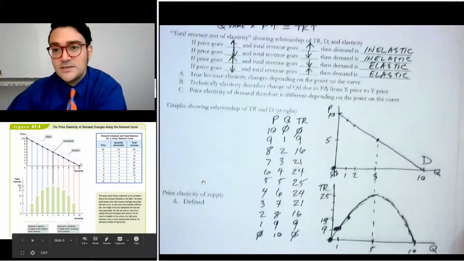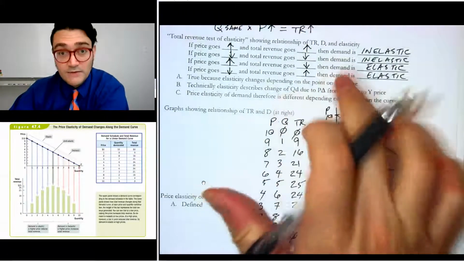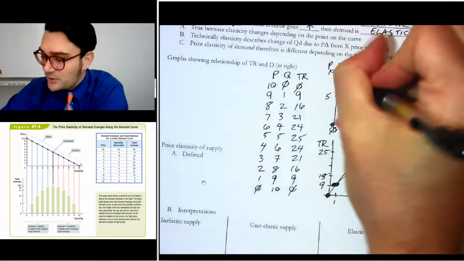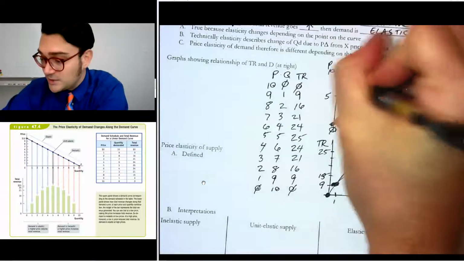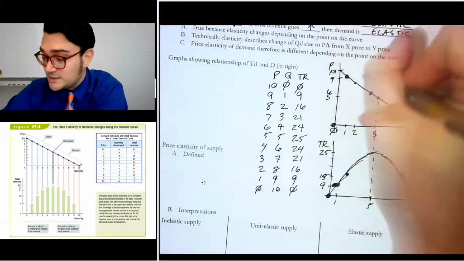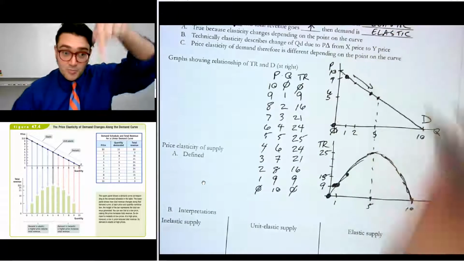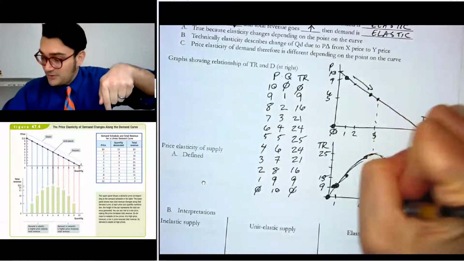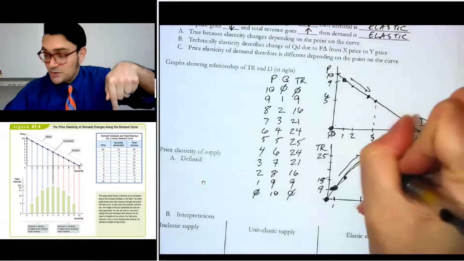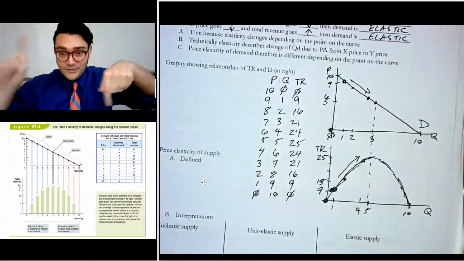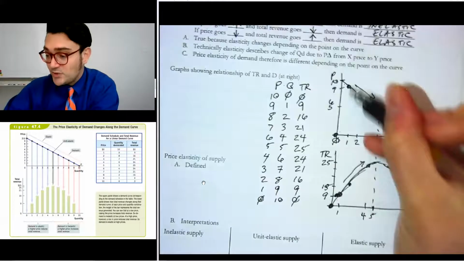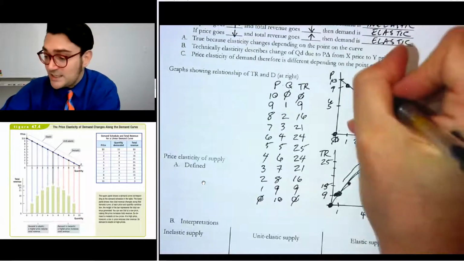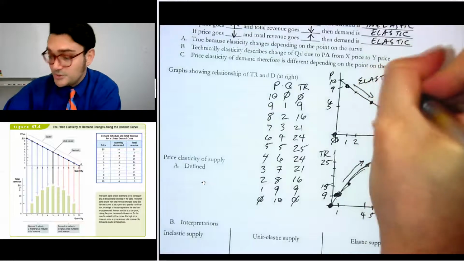And in fact, if we test it out with the total revenue test, we can observe that there are different ranges in this demand curve. So case in point, let's say we go from 9 to 6 on the price. We're going down in price from 9 to 6, and we sell 4 more units, so up the total revenue curve. Notice that we're moving down in price, but we're selling more units, and that's increasing our total revenue. So this is the elastic range.